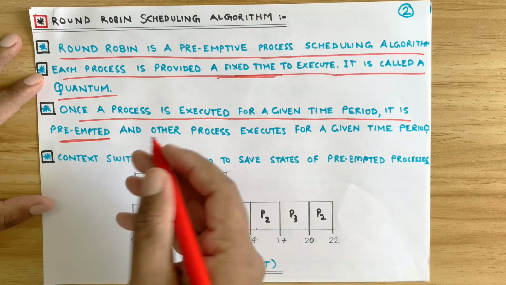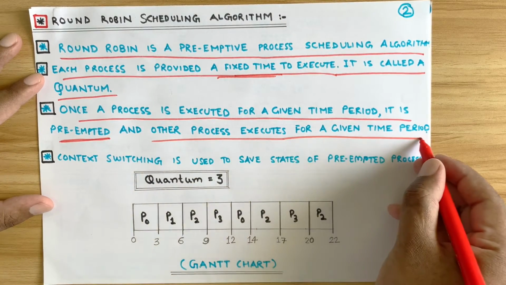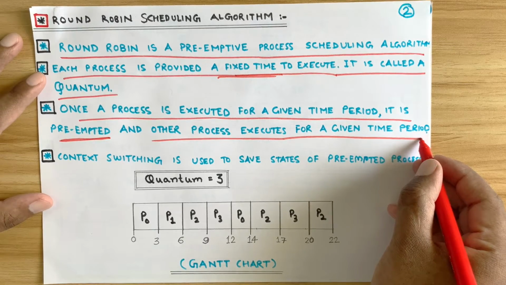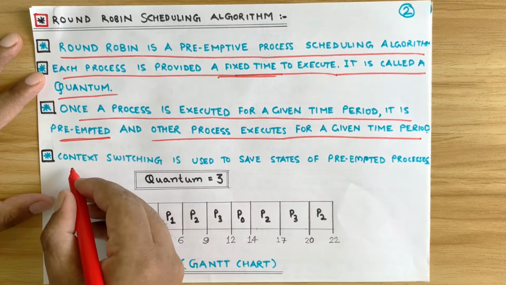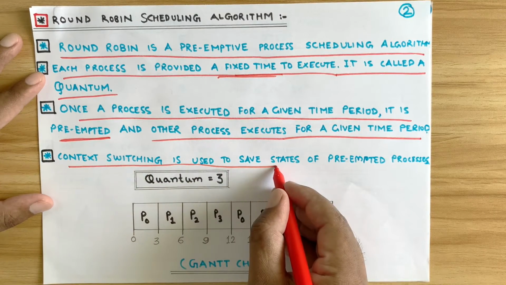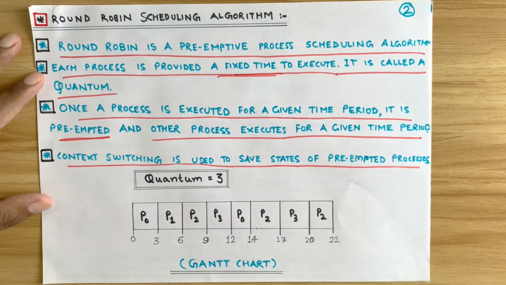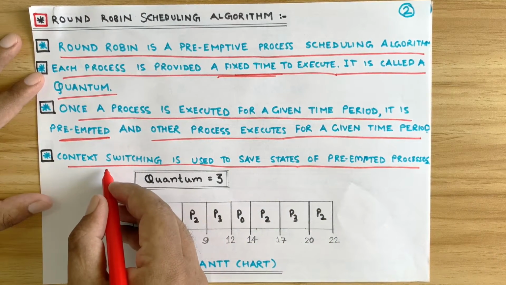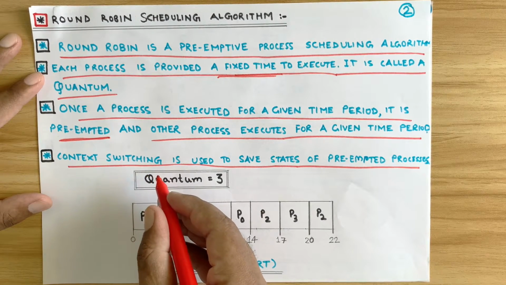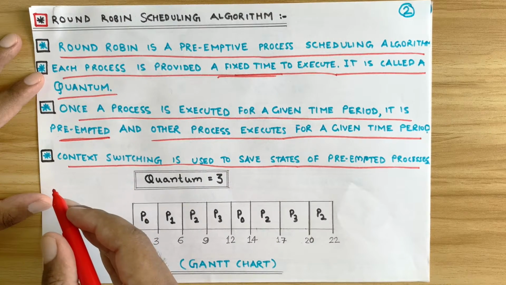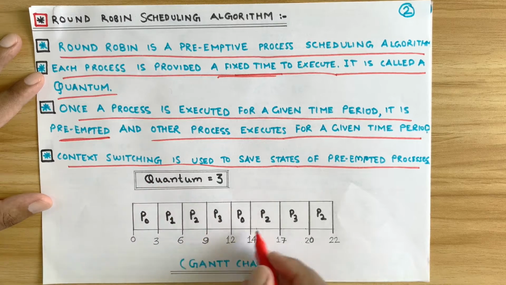Preempted means to swap it with another process, which executes for the given time period, and then that one is also preempted and swapped with another process. Context switching is used to save the context of the preempted process and to switch between the processes. Now what is context switching? Context switching means you save the context of one process and execute the other process.